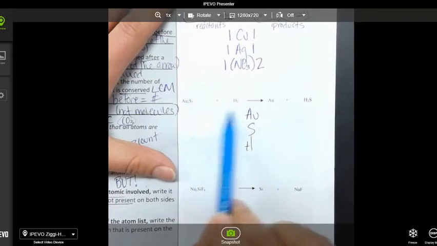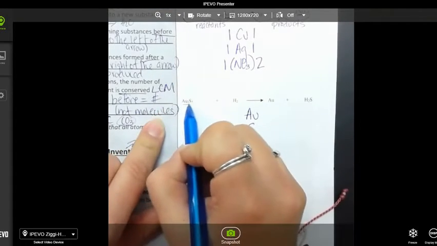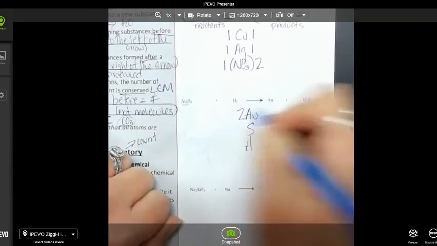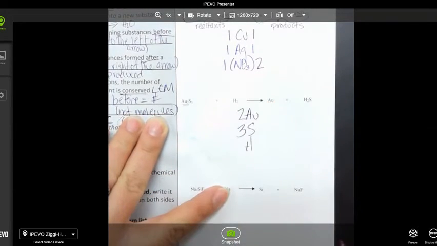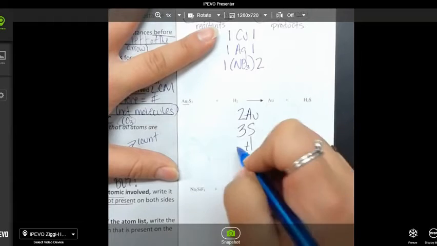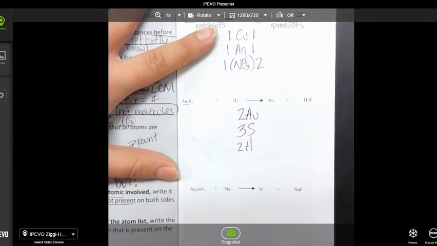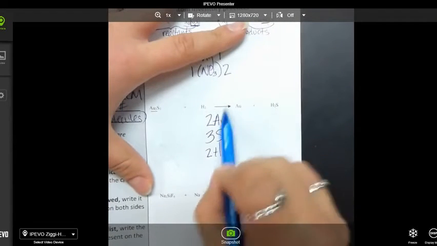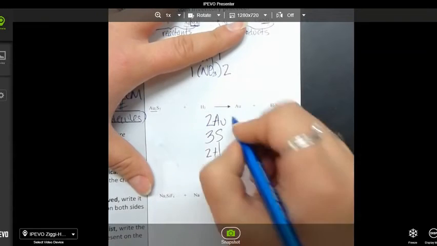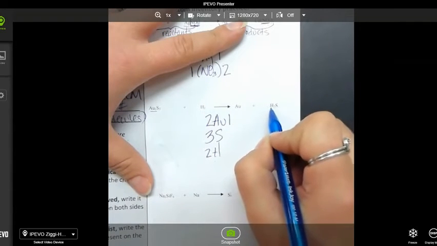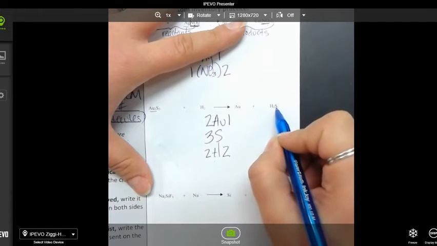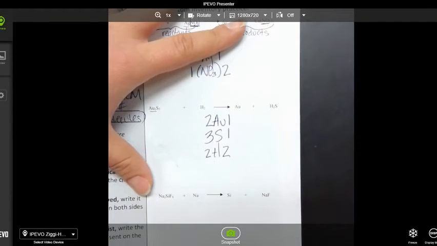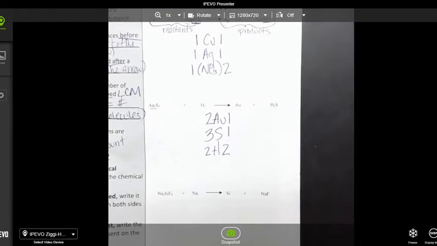So I'm going to count the number of atoms that are on my reactant side. Right here, Au has a subscript of 2, so I'm going to put a 2. Sulfur has a subscript of 3, which means there are 3 sulfurs on this side. And hydrogen has a subscript of 2, so I'm going to put a 2 next to hydrogen. On the product side, there are no subscripts with gold, so there's 1. For hydrogen, there's a subscript of 2, so that means there's 2 hydrogen. And there are no subscripts next to sulfur, so that means there's just 1 sulfur. There we go. That's how you do your atom inventory. You count, you write how many are on each side, and then you move on.